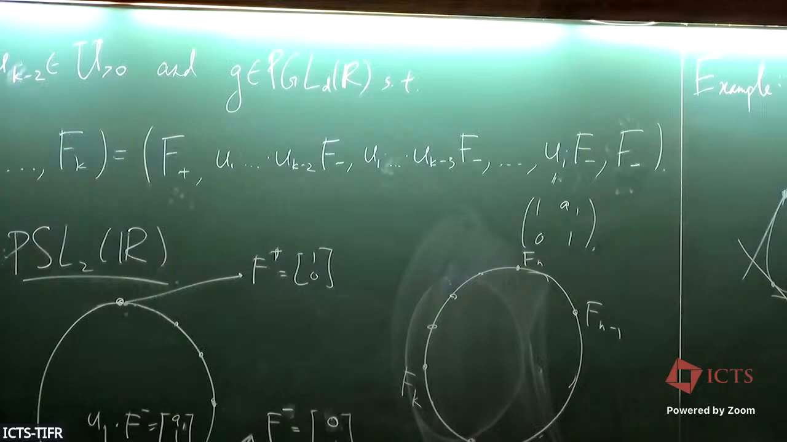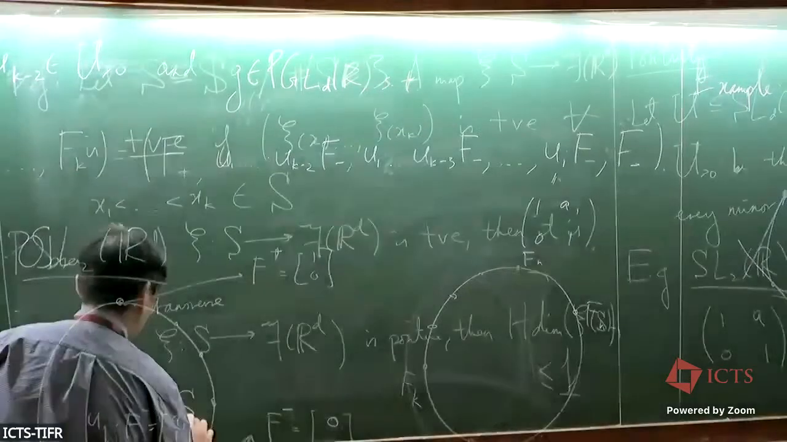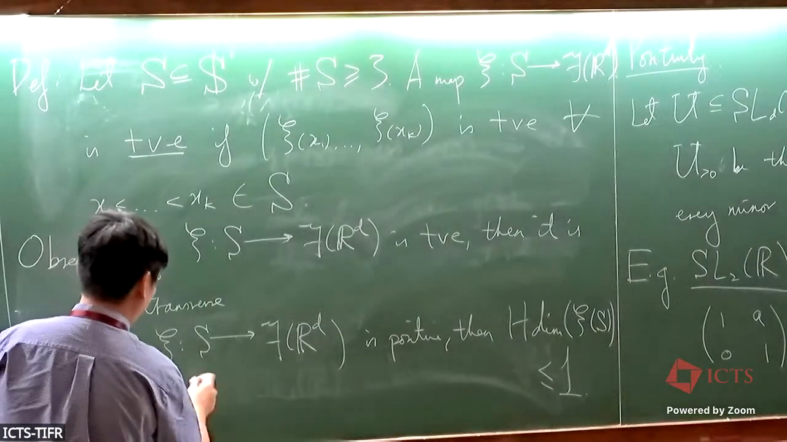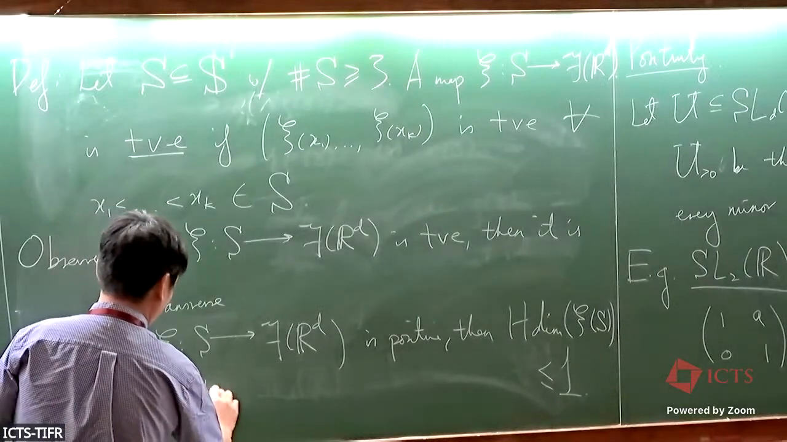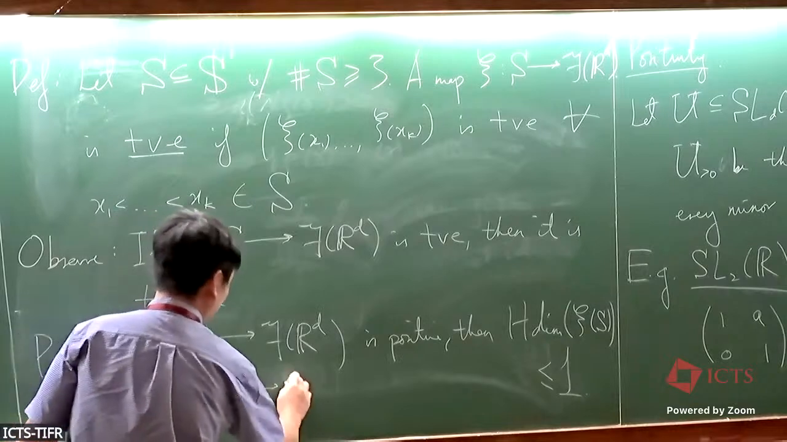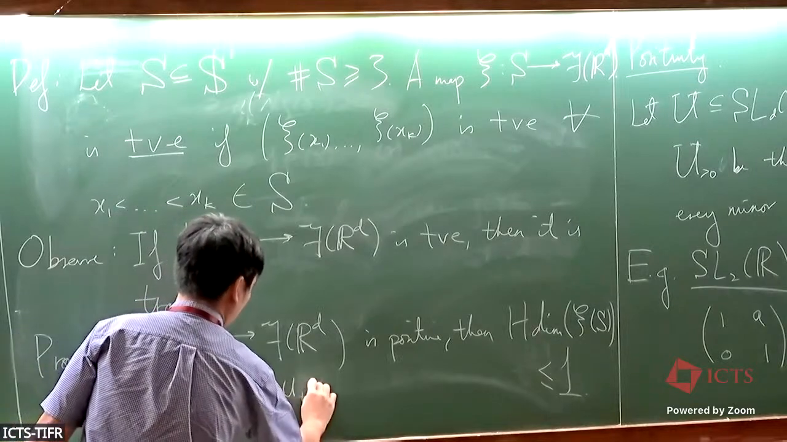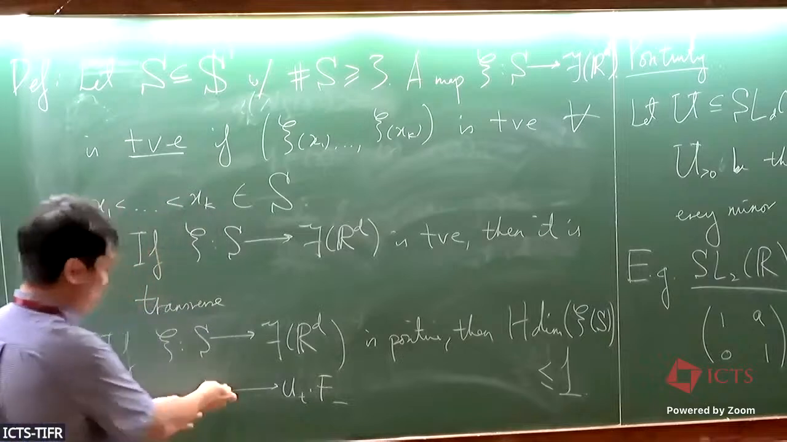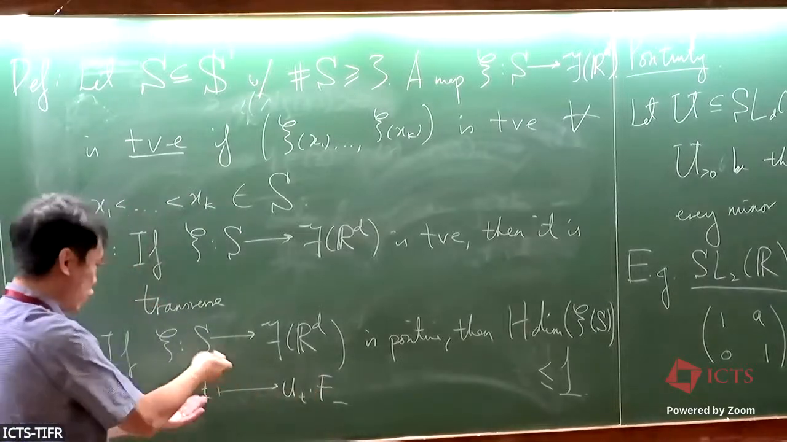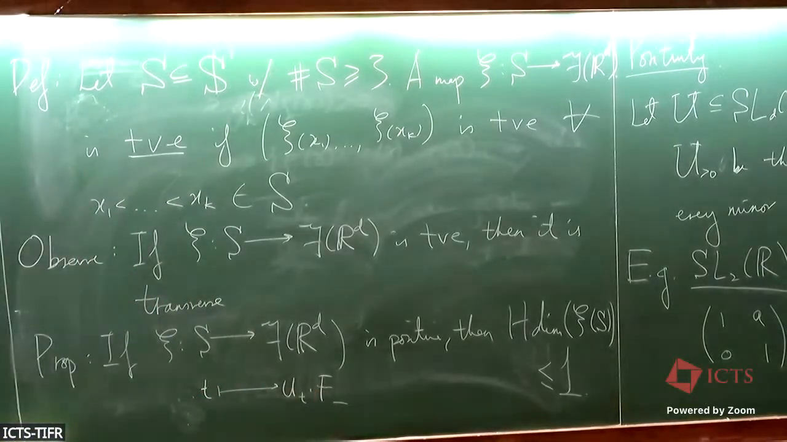Maybe let me say the map from S. So if you have C, right? You take every point here, I mean, you can think of it as t, and this gets sent to some ut times F minus. Okay, so this is not well defined, but imagine I have my S.